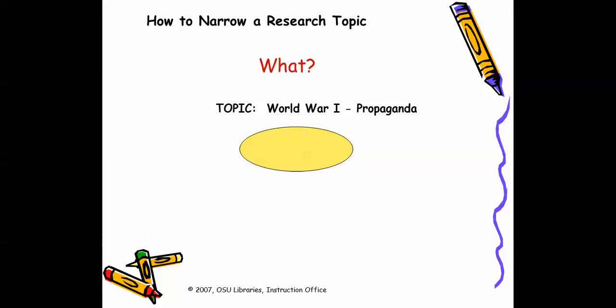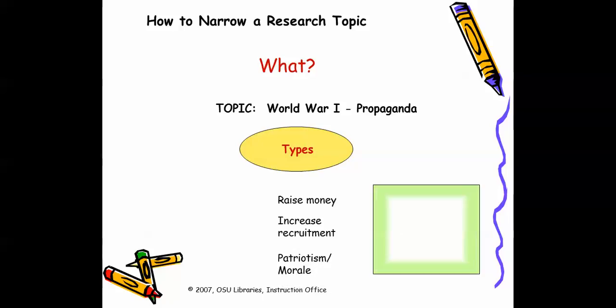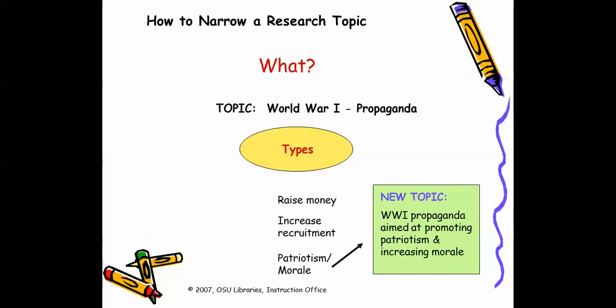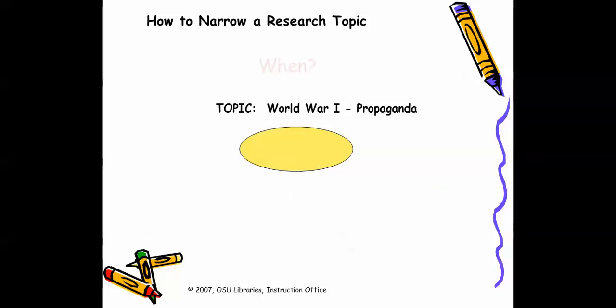How to narrow? Well, we can ask what. In World War I is propaganda. There were types of propaganda. One type was to raise money. Another type to increase recruitment. And patriotism and morale. Well, you have to remember that a lot of people were losing their loved ones during this time, so they really wanted to raise that patriotism and morale. World War I propaganda aimed at promoting patriotism and increasing morale. And we get that from using that research question, what?